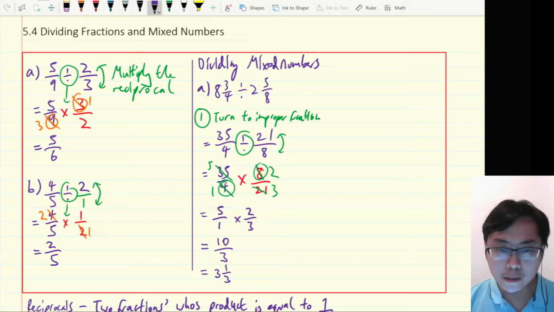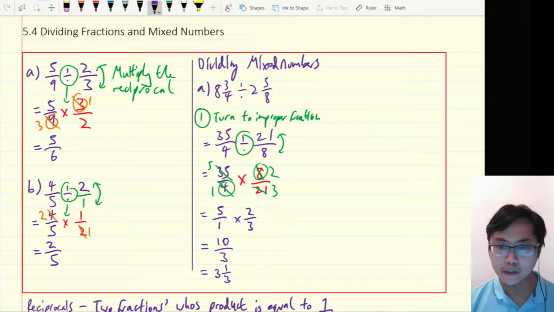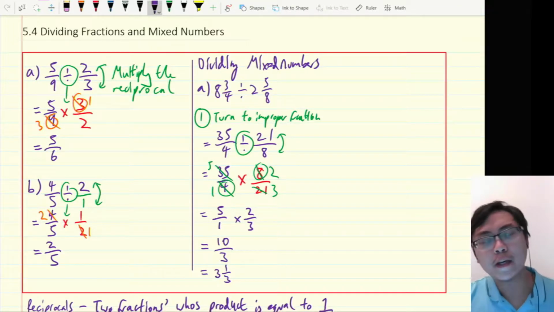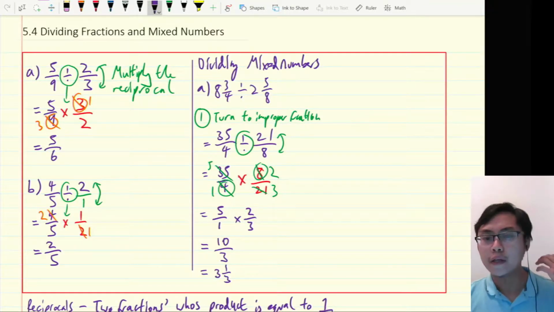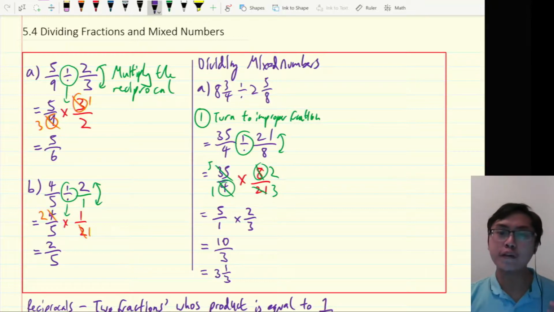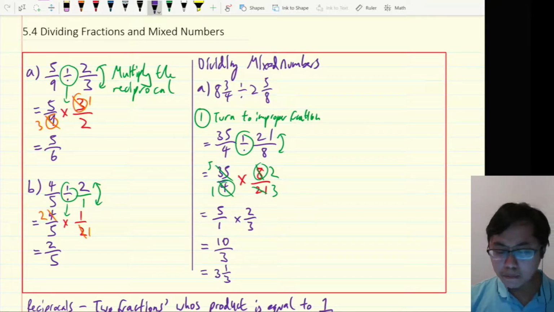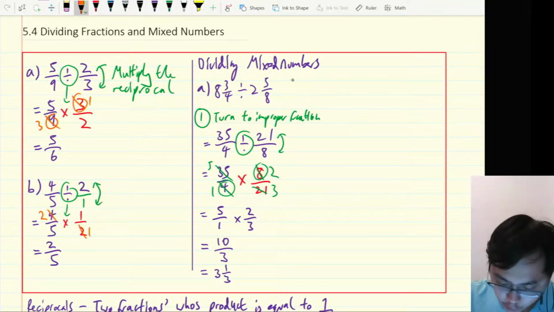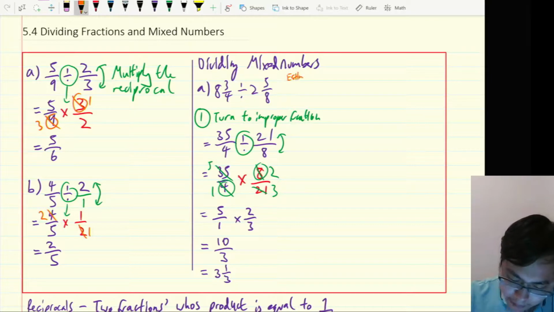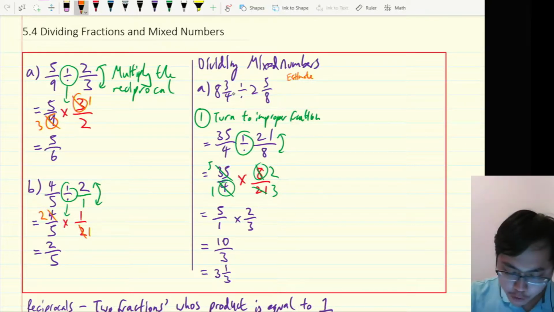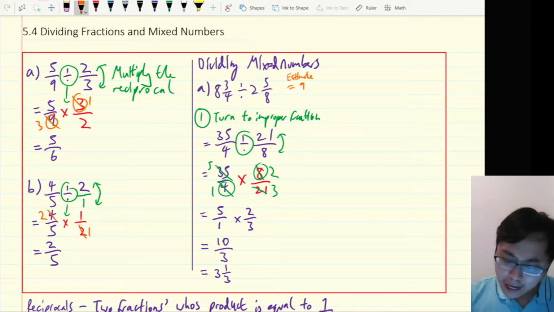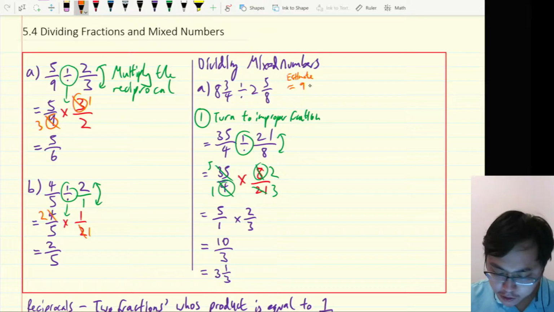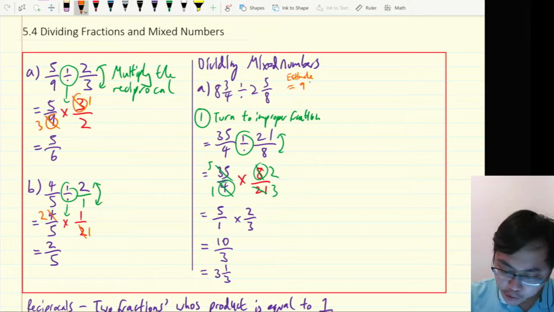Okay, so let's do one more example. Let's do one final example. And also, if a question asks you to approximate or estimate if you got your answer correct, what does it mean by estimate? Well, in estimating, I'm going to do this in orange over here. This will be the estimate part. 8 and 3/4 is close to 9. 2 and 5 over 8, I would say it's around 3. It's a little bit closer to 3, so it's approximately 9 divided by 3, which will give me 3.